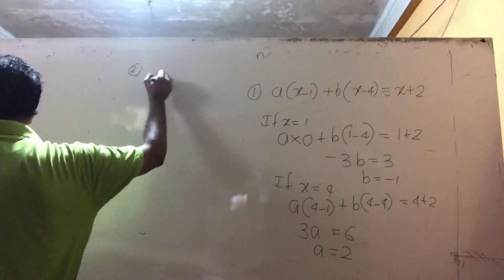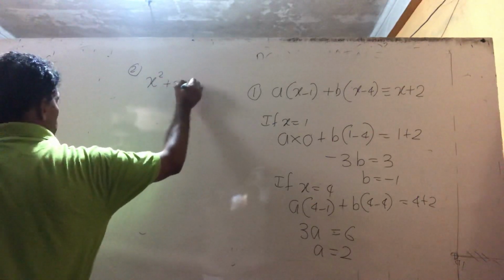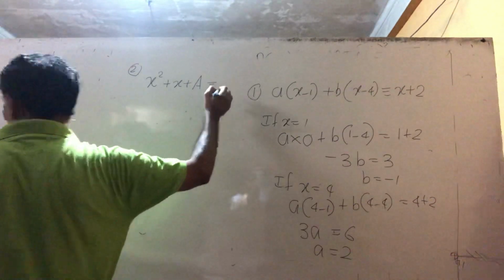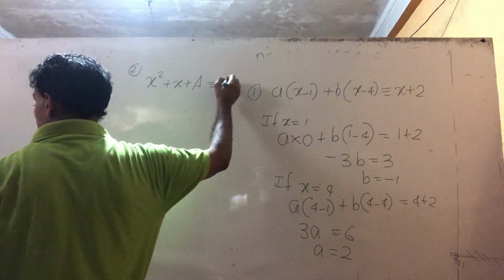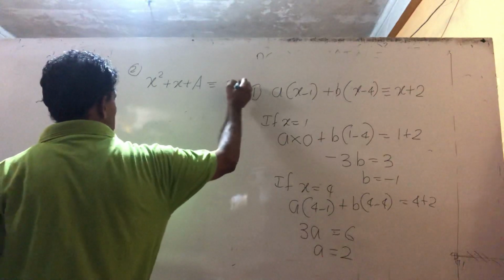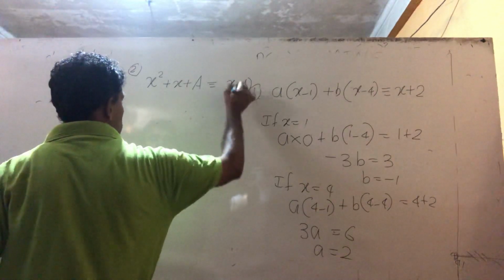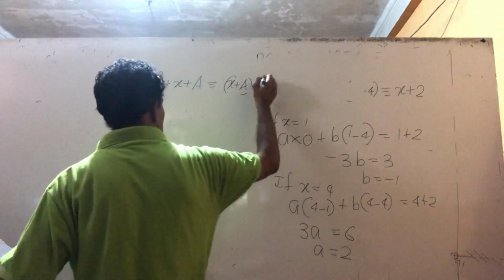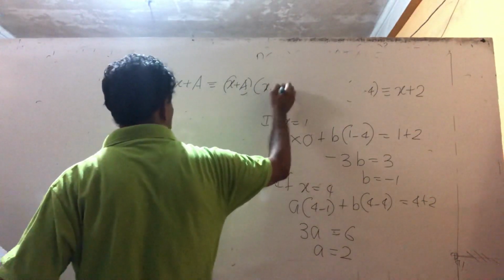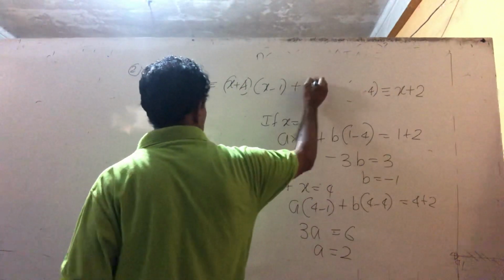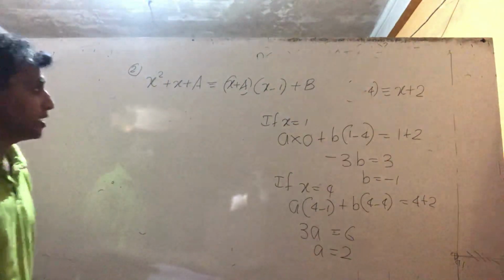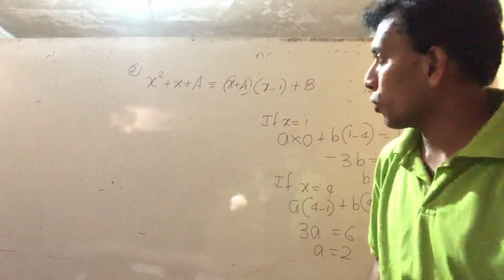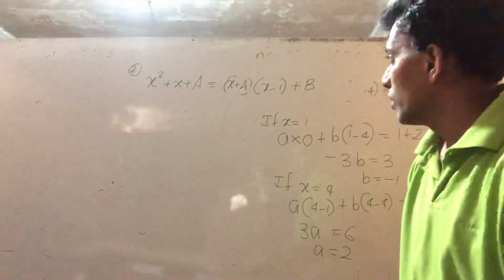Next question: x square plus x plus a is identically equal to (x plus a) into (x minus 1) plus b. So see how to find these a and b values, because these two polynomials are identical.